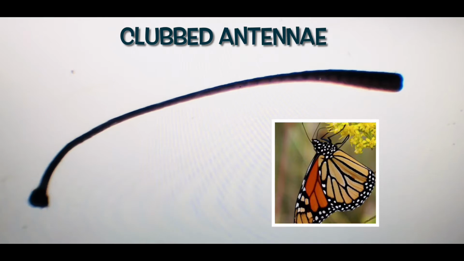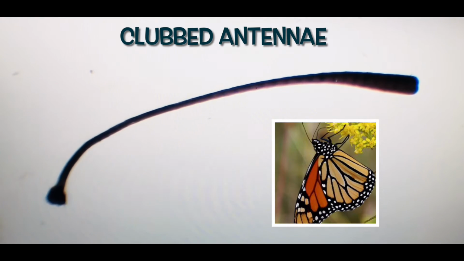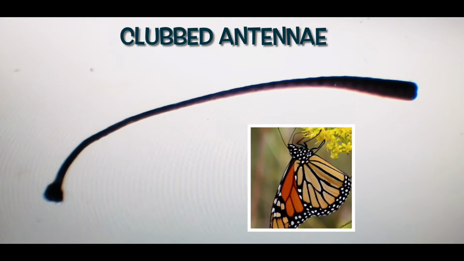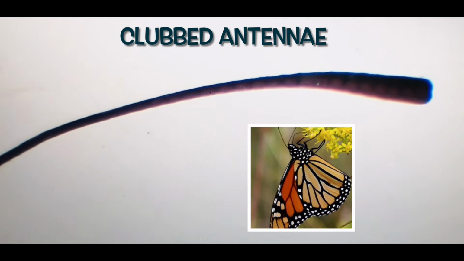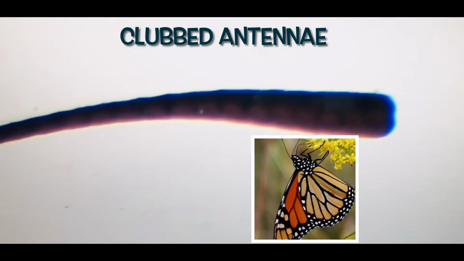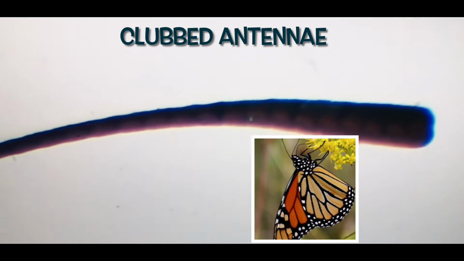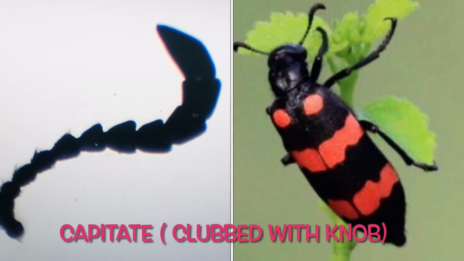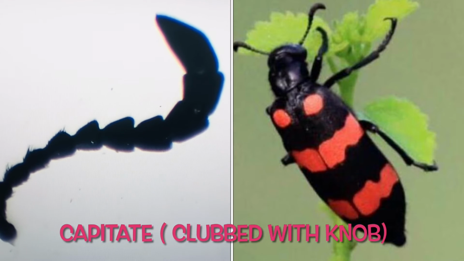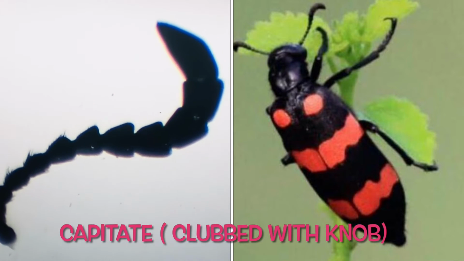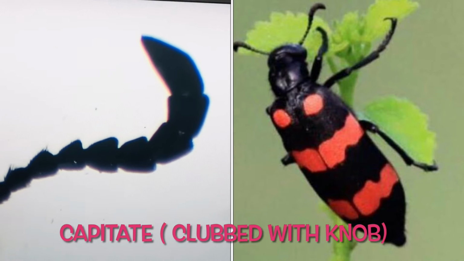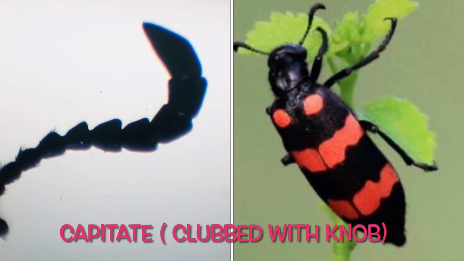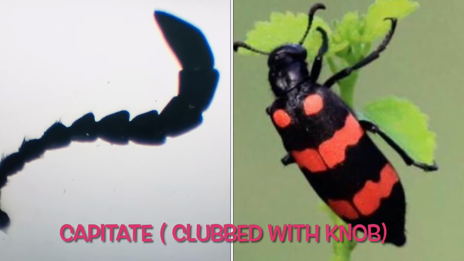This is clavate antennae or clubbed antennae seen in butterflies. The segments gradually increase in diameter forming a club-like appearance at the tip. Next, clubbed with knob. Here you can see the segments gradually increase in size and the terminal segments suddenly enlarge, forming a knob-like structure. Such type of antennae are seen in blister beetles.